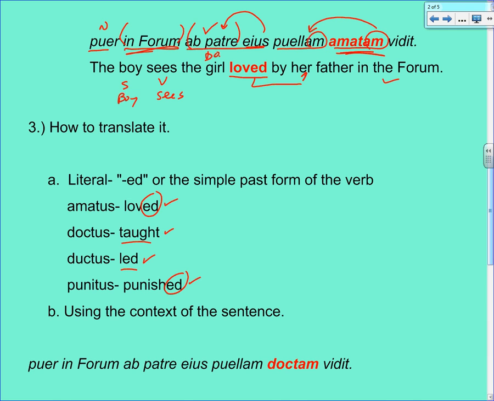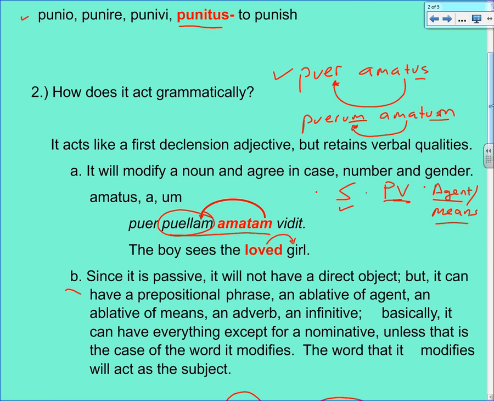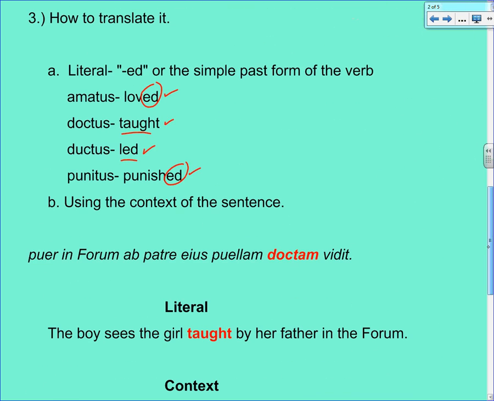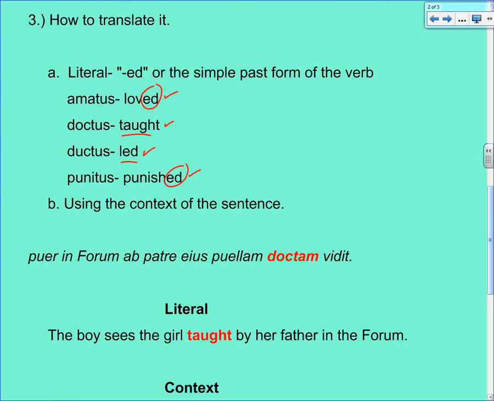And we saw that simple translation way up here whenever I said the boy sees the loved girl. That's the simple translation. That's a literal translation. That will never be wrong. However, as we get more comfortable with these perfect passive participles, we can use the context of the sentence to determine how we're going to use the translation.